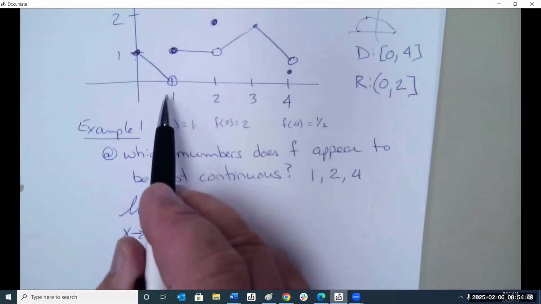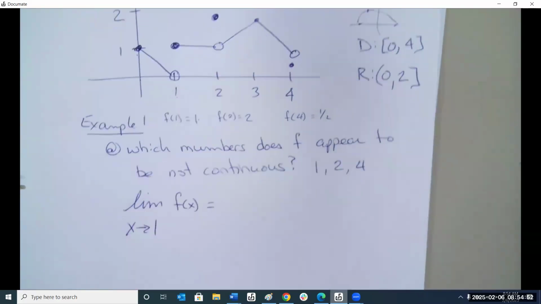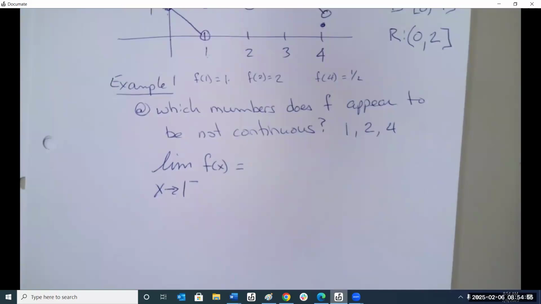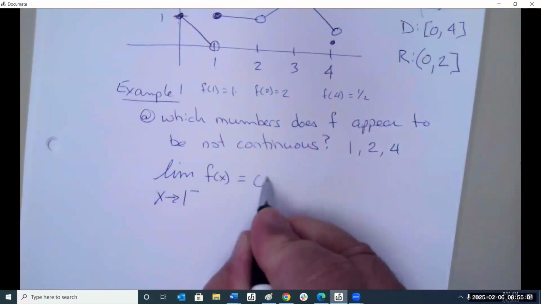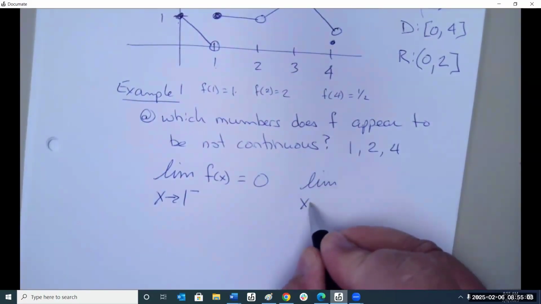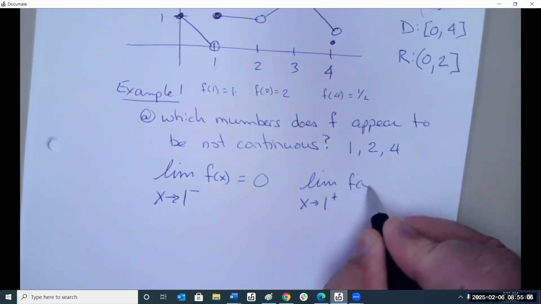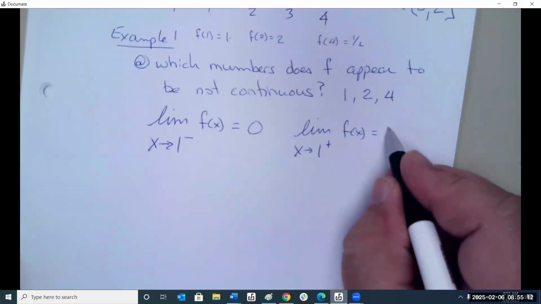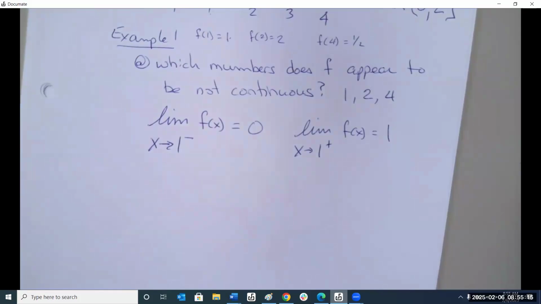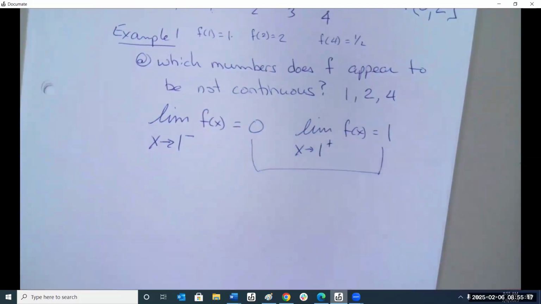So, since this is an interior point, does the limit from the left exist? Where is it going? It's going to 0. Does the limit as x approaches 1 from the right exist? It does, and it's going to 1. The reason it's not continuous is because they are going to different numbers. As we approach 1 from both sides, we approach different values.